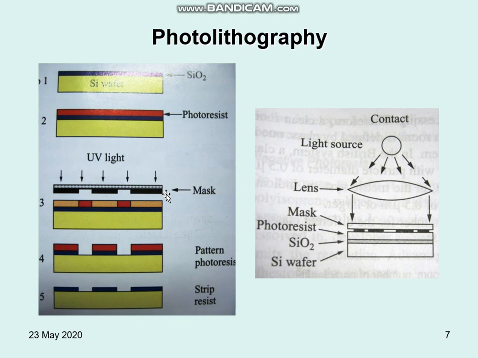And then when high frequency UV light is incident, the softened photoresist becomes soluble, and the hardened photoresist remains there. So we can get a pattern like this, where the remaining portions are there, and we call it patterned photoresist. And then finally the top layer gets stripped off. We call it strip resist. So this is the total process of photolithography.